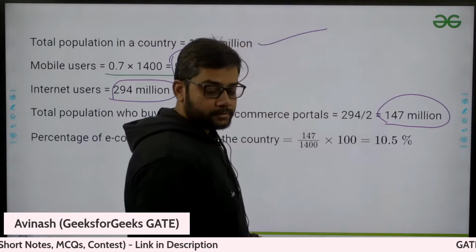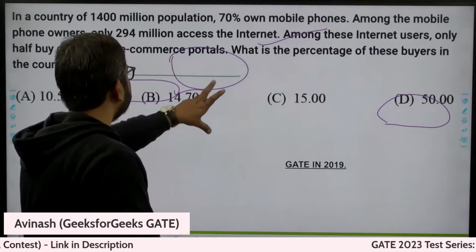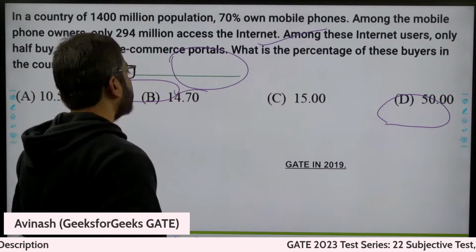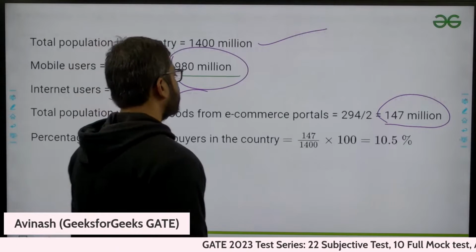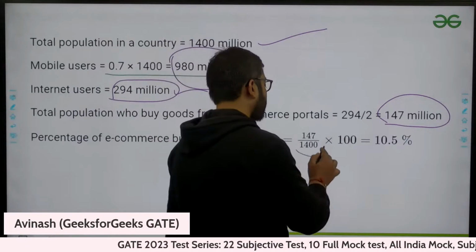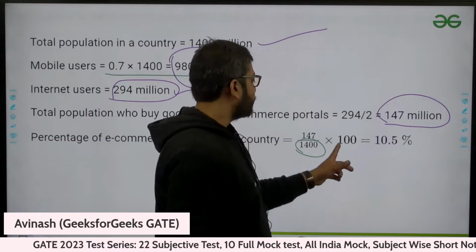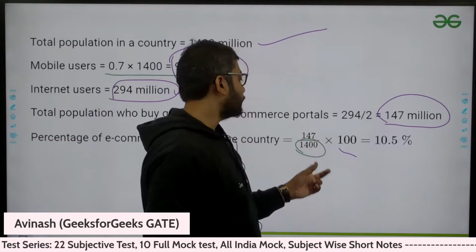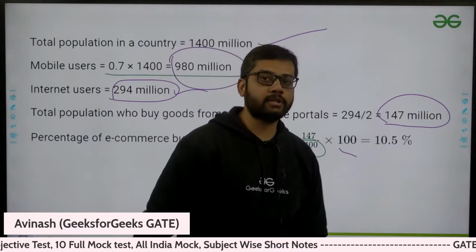Now, as per the question, what is the percentage of these buyers in the country? So these buyers are equal to 147 out of a total 1400 million, into 100. So million cancels. 147 upon 1400 into 100. This will give you 10.5%.